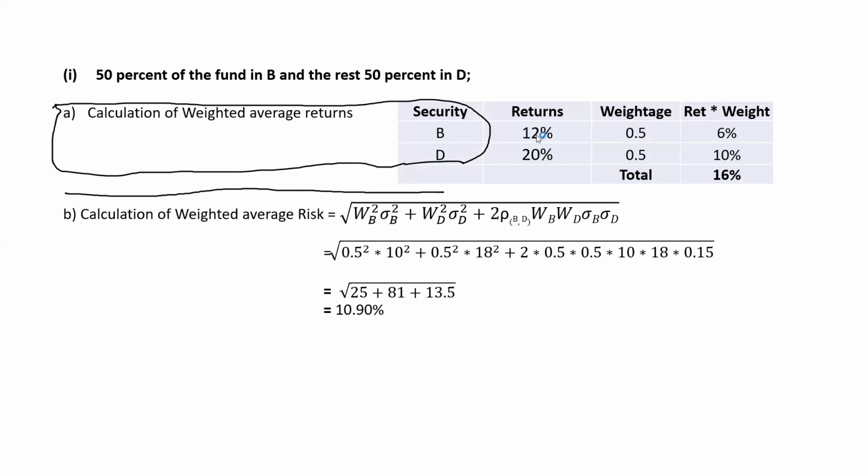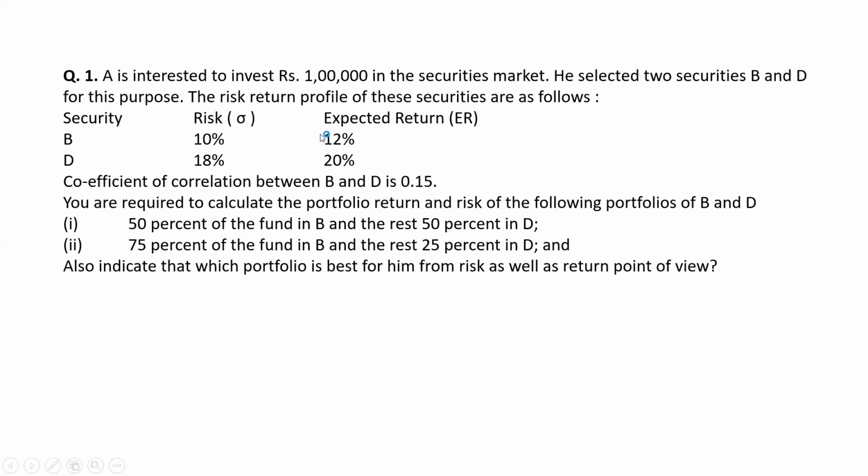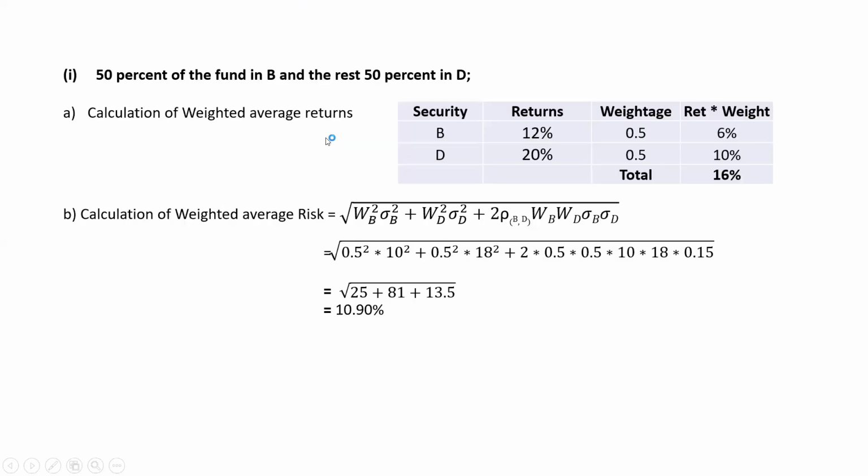See, how much is the weightage? Now you can look at the figures. Return for B is 12 and 20. And weightage is 0.5, 0.5. So what you have to do is 12 into 0.5, 6%. And 20 into 0.5, 10%. So we'll add both of them. So that will amount to 16%. Till this step, everyone is clear? Yes. Weighted average return. Yes, sir.